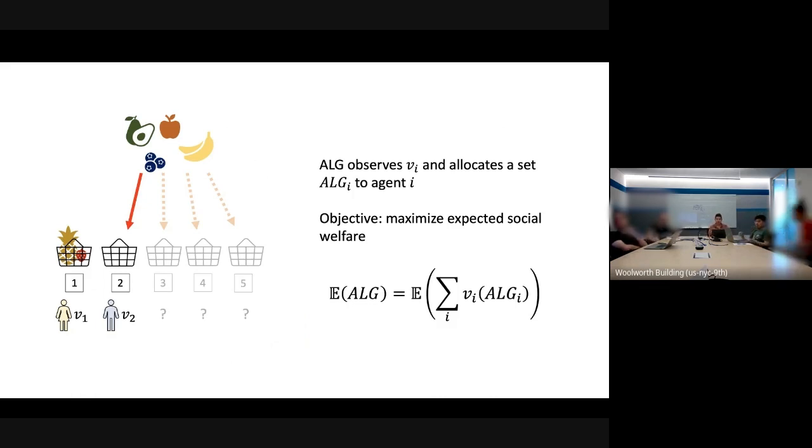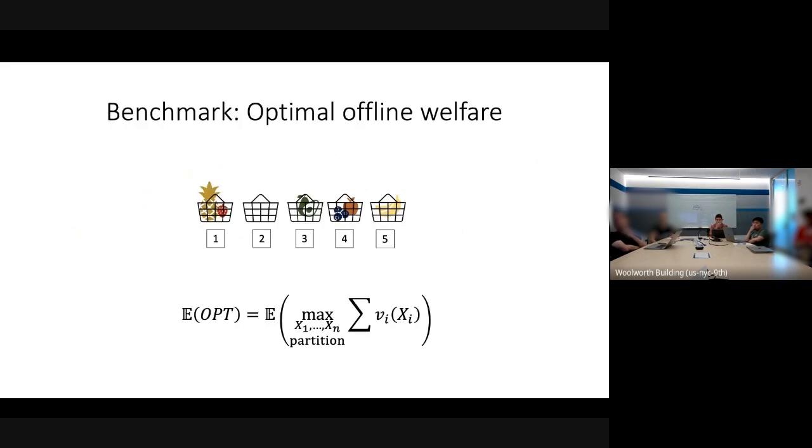And our objective is to maximize the expected social welfare, which is the expectation over the randomness of the valuation functions of the sum of how much each agent is willing to pay for the set each of them receives. Now we want to do this maximization online, and we want to compare whatever we get against the expectation of the optimal partition we could do offline. That is, if we could see all valuations in advance, there would be an optimal way of partitioning the set of items that maximizes the sum. So we want to compare the expectation we get online against this expectation.